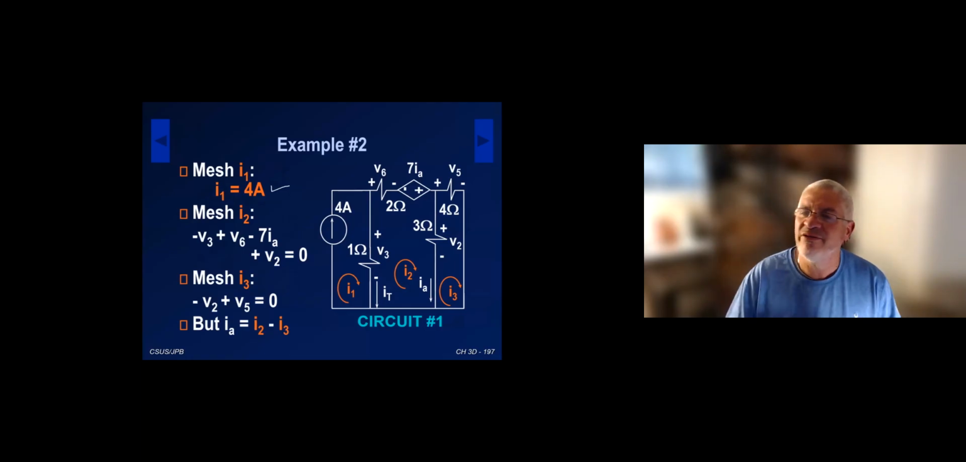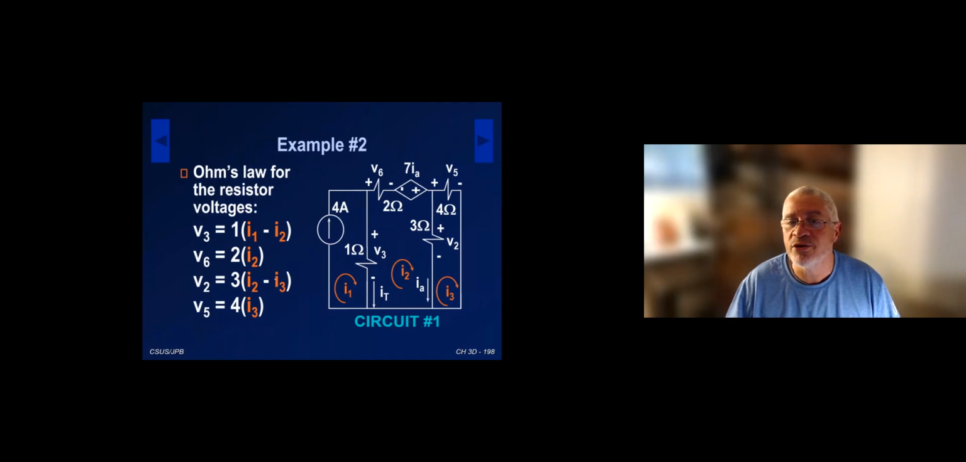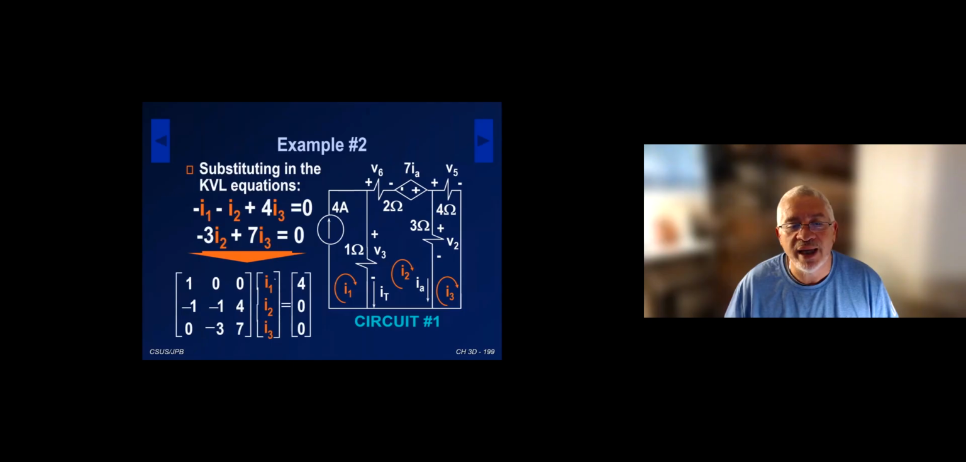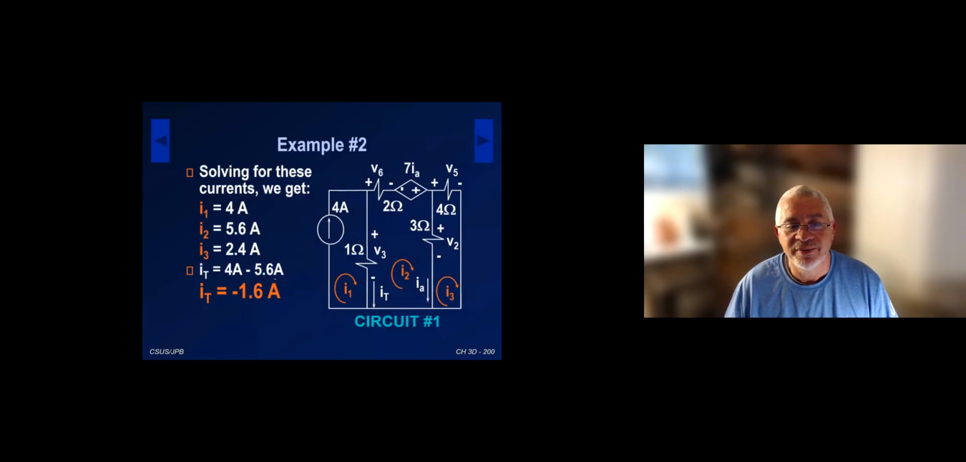Okay. Nothing specific about that. This is just to remind you, you don't touch the dependent source, so you never turn off a dependent source when you apply superposition. Same thing for mesh I3. Okay. All right. And then we go ahead and do Ohm's law for all the resistors and put the Ohm's law into the 2 KVL equations. No KVL in mesh I1 because there is a current source. We put that in, we solve, and we get our mesh currents. And IT is minus 1.6.